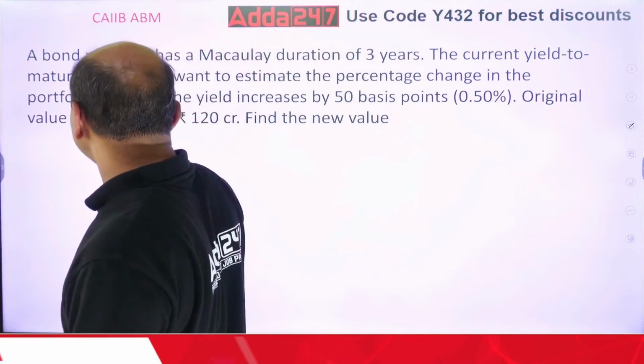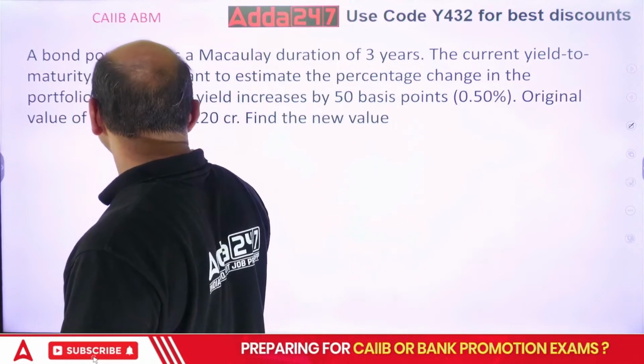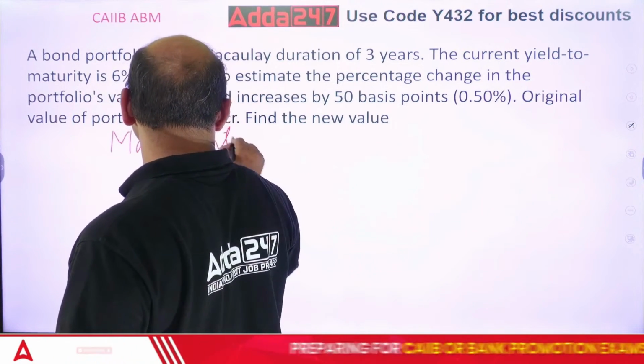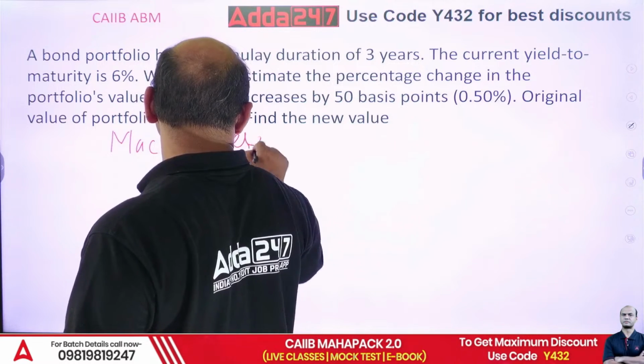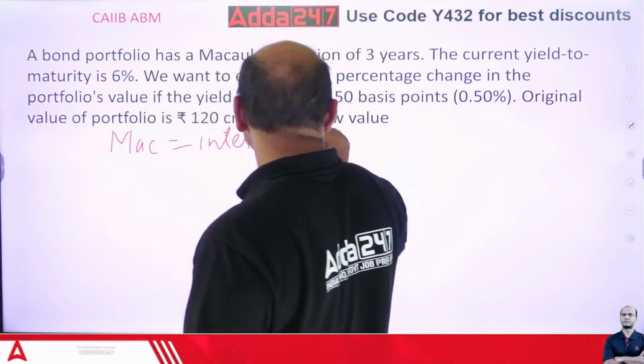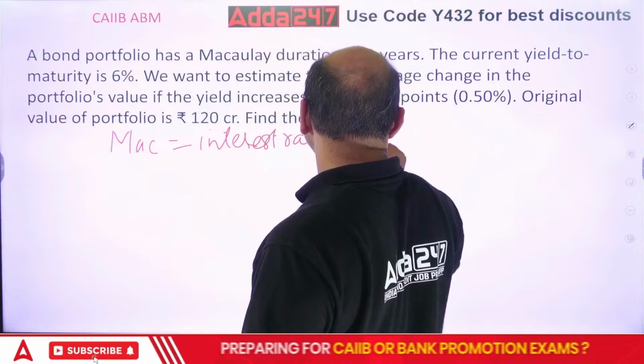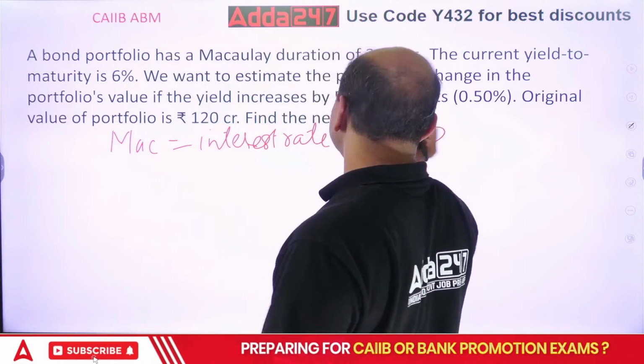Modified, Macaulay, interest rate risk equals to 0. Simple meaning.